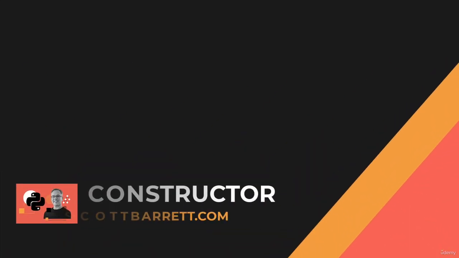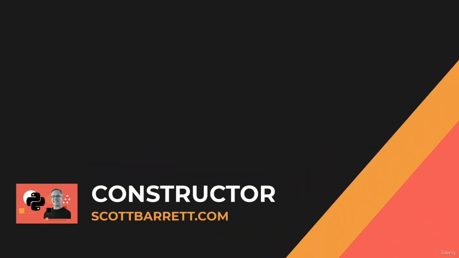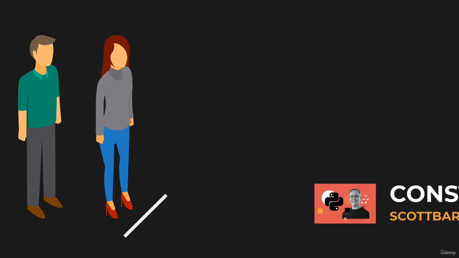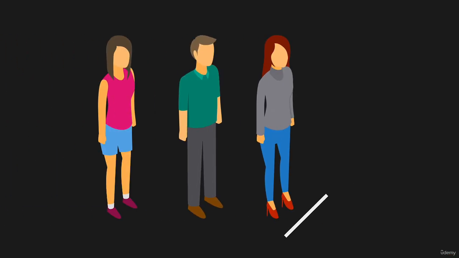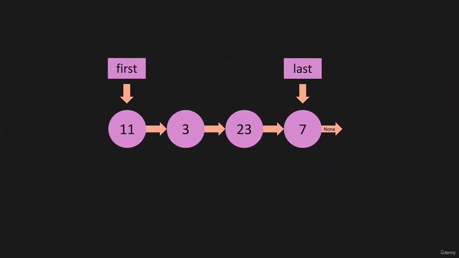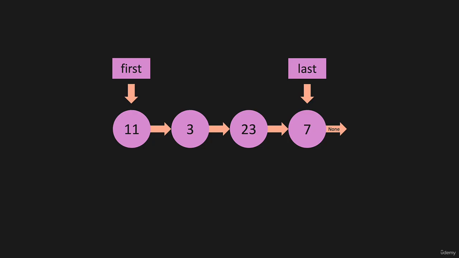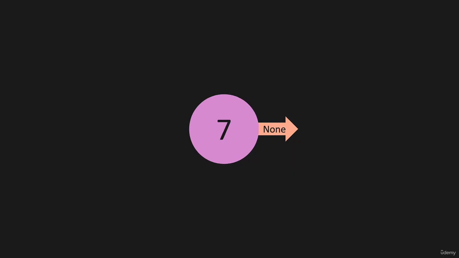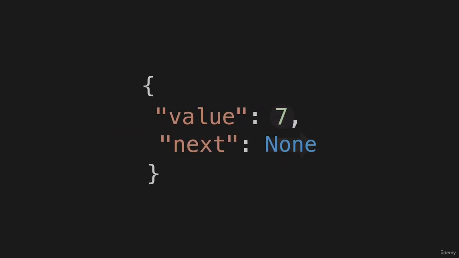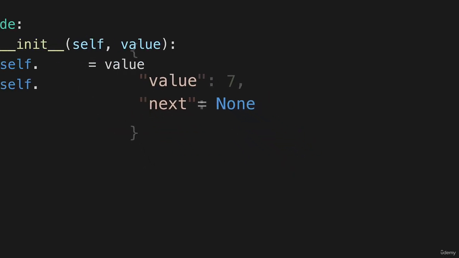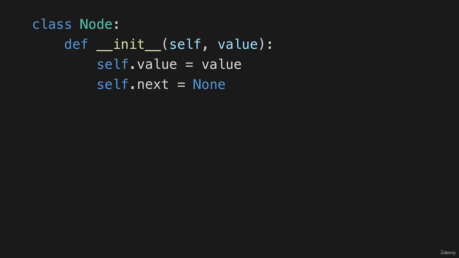All right, now let's build our Queue Constructor. So we're going to build one of these, but we're going to represent it like this. And in order to build this, the first thing we have to build is a node, which really looks like this, and the constructor looks like this.